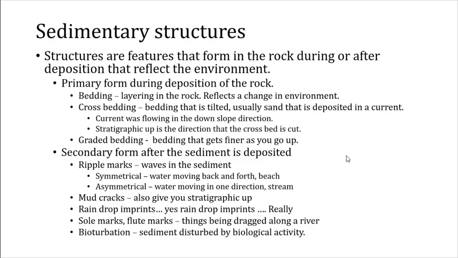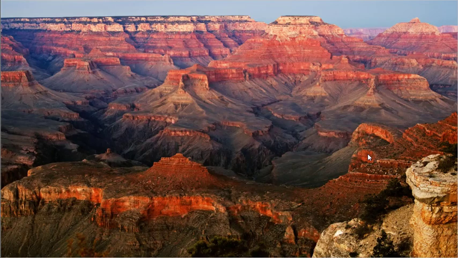So the most basic primary structure is bedding. This is the Grand Canyon, at least the upper part of it, and you can see these different kinds of rock all laying on top of each other. That's bedding. It is the most fundamental kind of sedimentary structure. It isn't going to tell you an environment, but it is going to tell you a change in environment. As I go from here to here to here to the Kaibab limestone on top, the rock is changing because through time the environment was changing. Simple enough, I think.